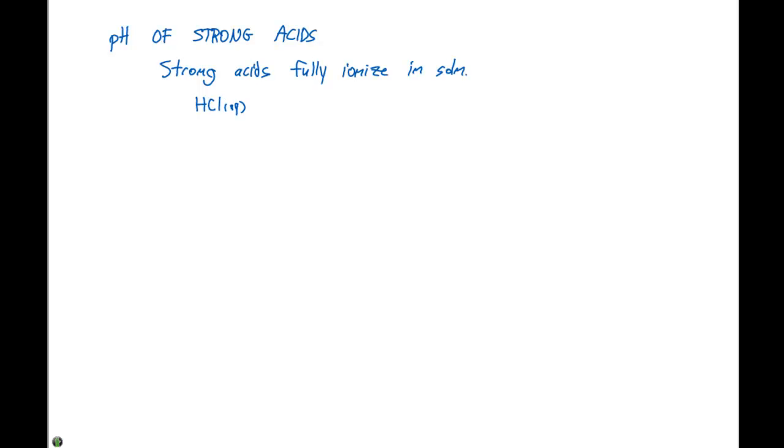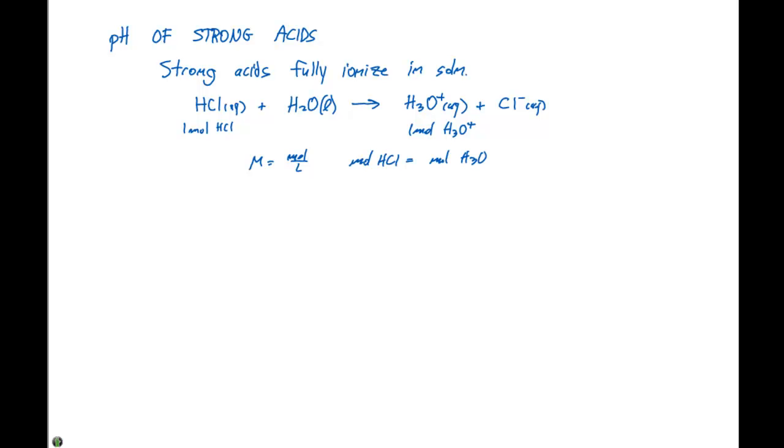For example, if we have an HCl solution plus water, since this is a strong acid, we're not going to have any equilibrium present, and it's going to be H3O+ aqueous plus Cl- aqueous. So this is going to be great because for every 1 mole of HCl, we have 1 mole of H3O+. Remember that our molarity is equal to moles per liter. So the moles of HCl equal the moles of H3O+, and the concentration of the HCl is going to equal the concentration of the H3O+.